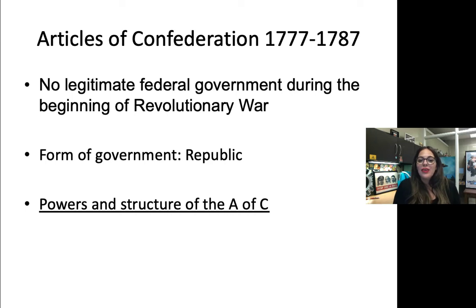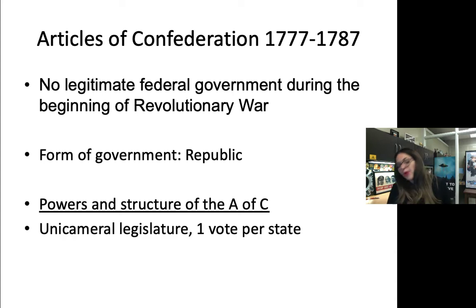But in the beginning, the form of government is a republic. And so let's go ahead and talk about the powers and the structure of the Articles of Confederation, because ultimately there's going to be quite a problem here, okay? It's unicameral, meaning one chamber, right? Just the legislative branch, and one vote per state. So you've got 13 states. Each state has one vote, and it's just the legislature.